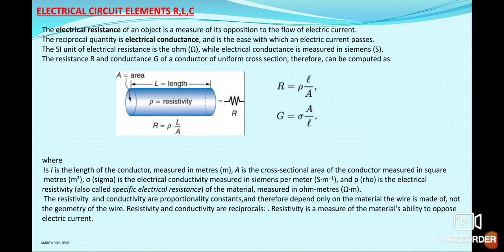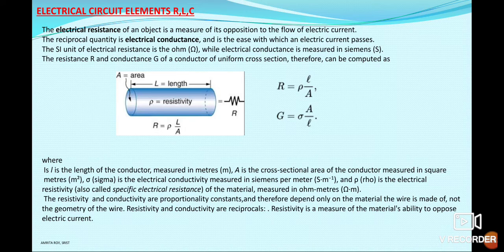So, here in the expression, we can see that resistance is directly proportional to length and is inversely proportional to the cross-sectional area of the conductor. But conductance is the reciprocal of resistance. So, conductance is inversely proportional to the length of the conductor but directly proportional to the cross-sectional area.